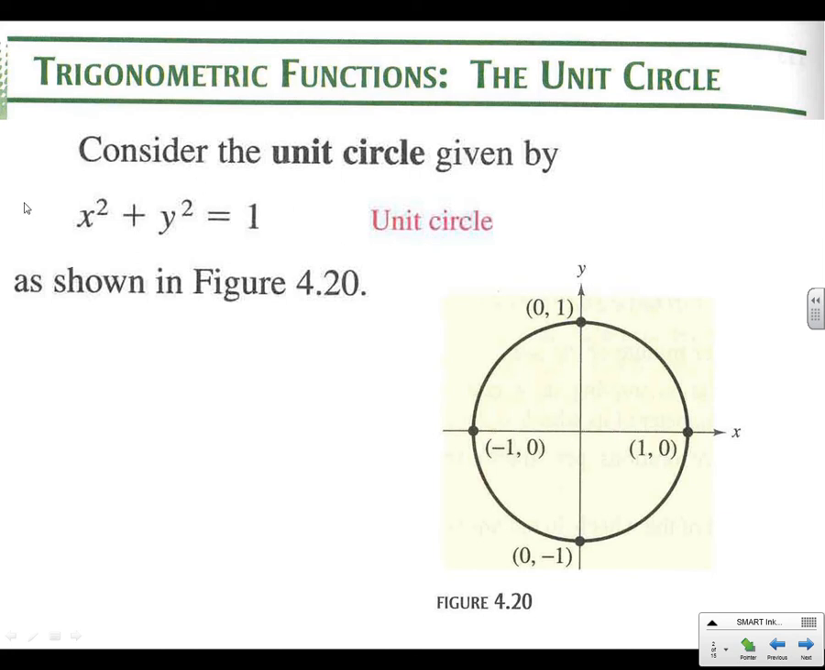If we remember our circle formula, x squared plus y squared equals the radius squared. The radius squared here is 1, so the radius is just 1. So this is our unit circle. Anytime we refer to the unit circle, we're drawing this circle. Okay, and notice a couple important points. It hits (1, 0), (0, 1), (-1, 0), and (0, -1).